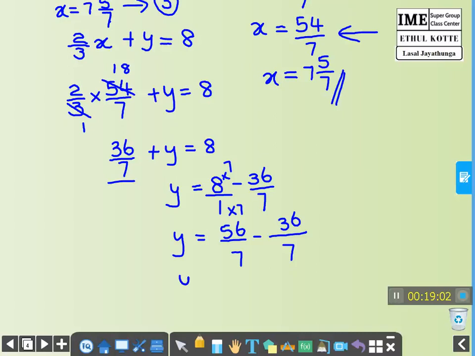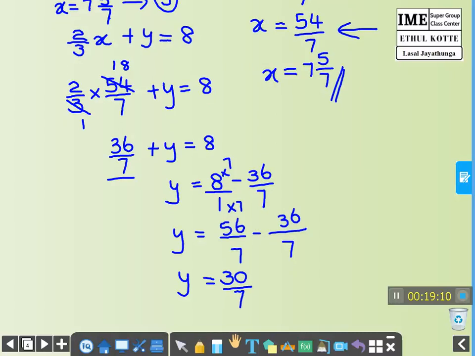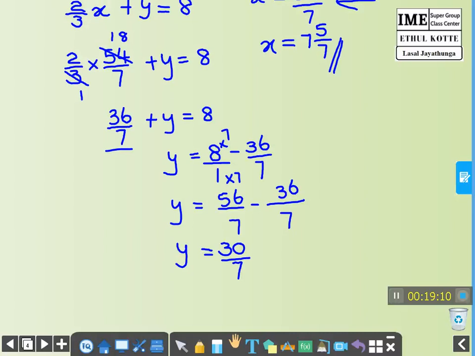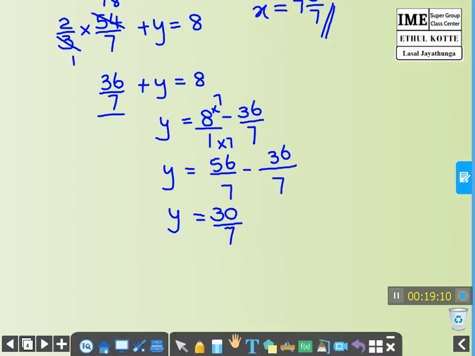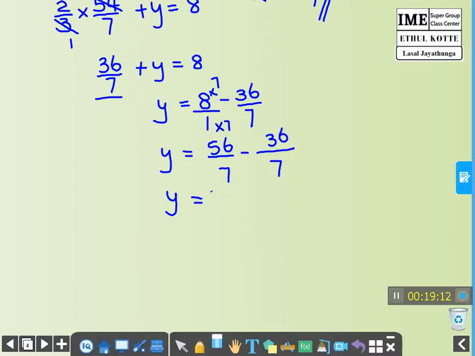Now subtract. Sorry, 20 over 7. Yes. When you subtract, 56 minus 36 is 20. 20 over 7. Mixed number format is 2 6 upon 7.